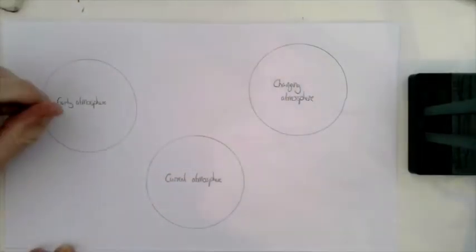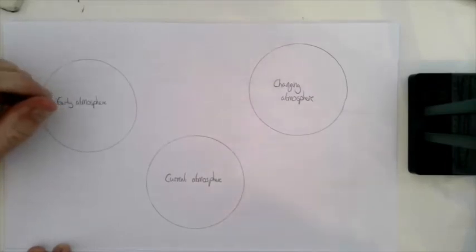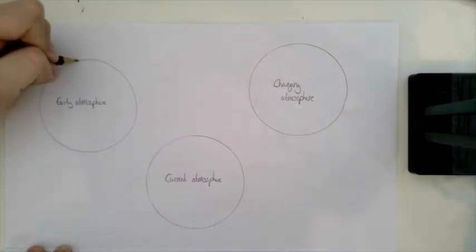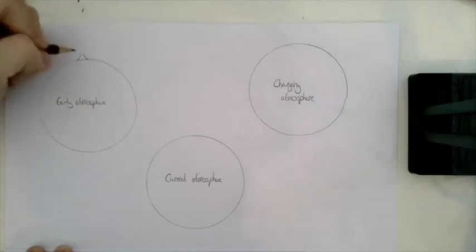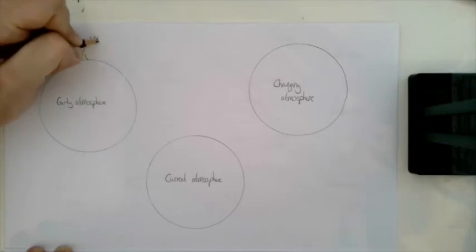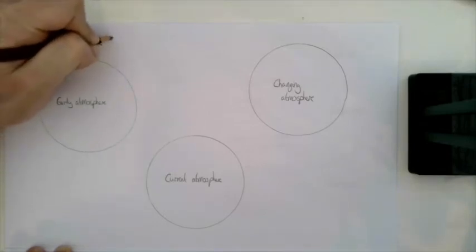So early atmosphere. The early atmosphere was formed by volcanoes. Most scientists agree on this idea. So volcanoes released ammonia, NH3.